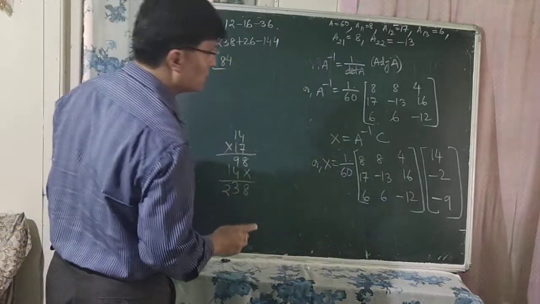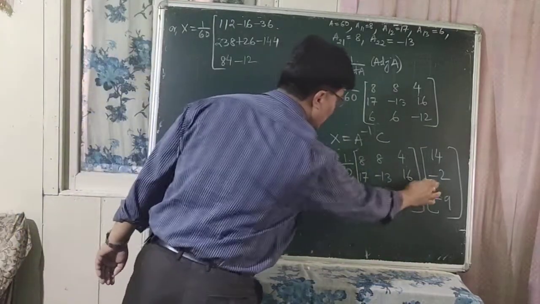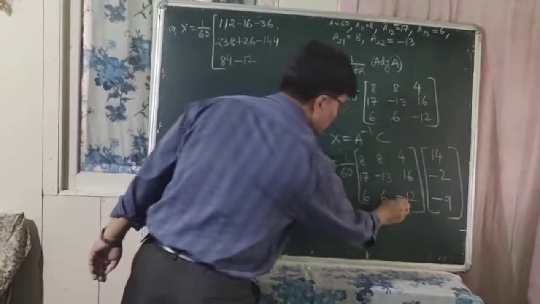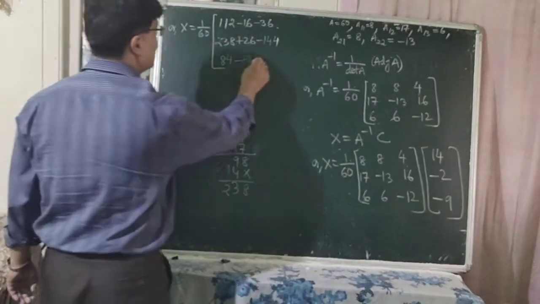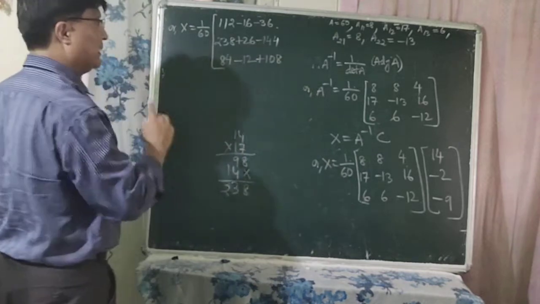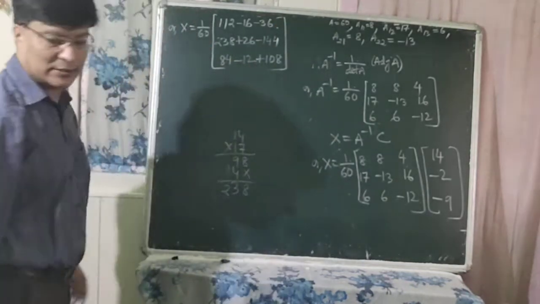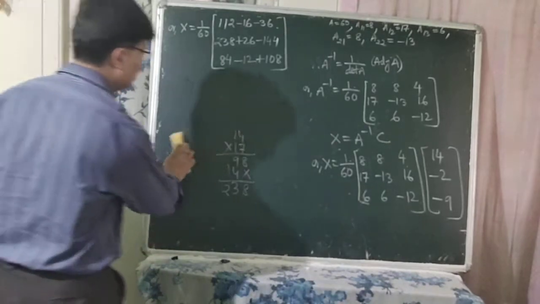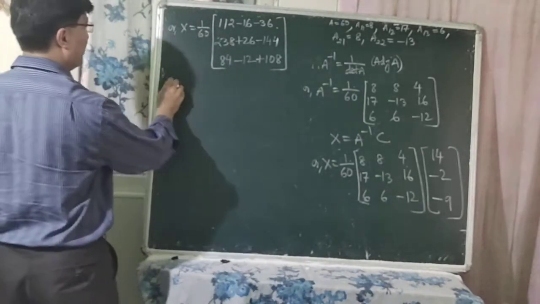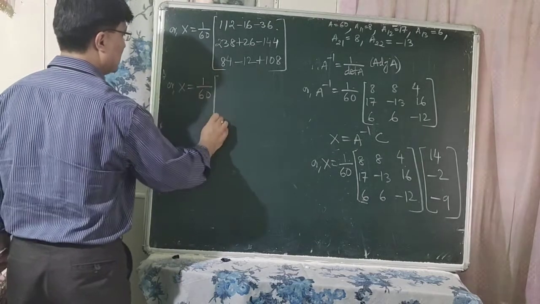84. Then minus 12. That is 6 into minus 2 minus 12. Then minus 12 into minus 9 plus 108. Plus 108. Okay. So the matrix sign is closed. So you can simplify it. X is equal to 1 by 60.